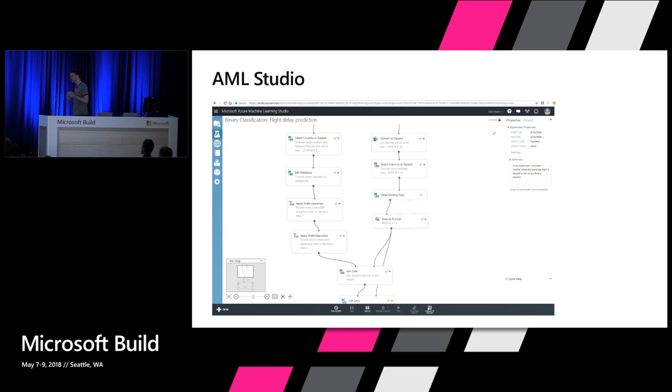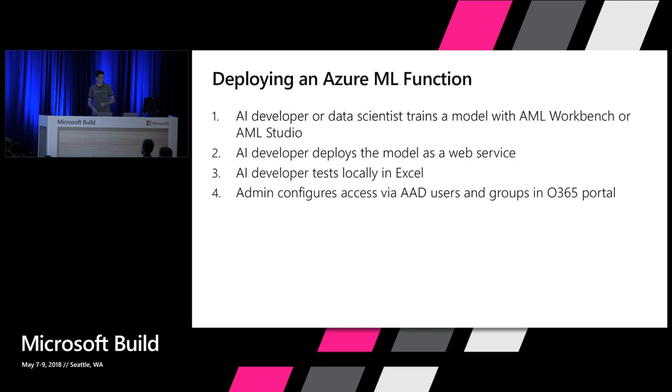There's also a great alternative to Azure Machine Learning Workbench if you don't want to write a lot of code: Azure Machine Learning Studio, where you could just drag and drop a lot of existing pre-built components to create fantastic ML functions. These are the steps to build and deploy a function using Azure Machine Learning. I mentioned training. You could upload your data set and deploy that model. And then to actually get that add-in into the user's hands, it's just the same as any other add-in, easy to deploy to an organization, like I mentioned.